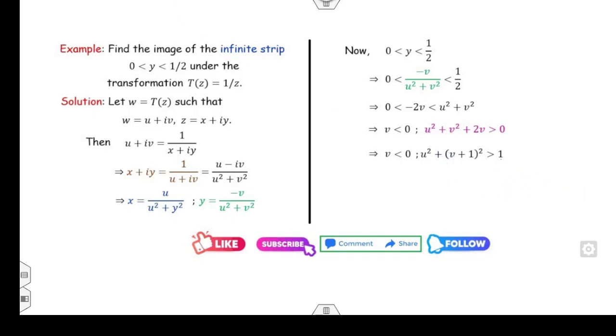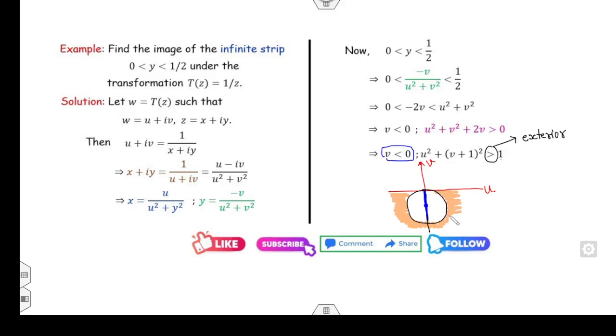Now look at that, it's very simple. You can see this is my u, this is my v. The first case is v less than 0, that is negative, so this portion is my v. Now this is the equation of the circle with center (0, -1) and radius 1. Because the value is greater than 1, we have to shade the exterior part. So can you shade the region which is exterior? I can shade it. This is the portion which is outside the circle.